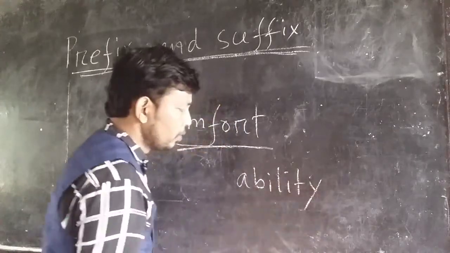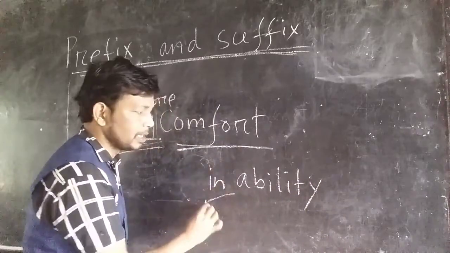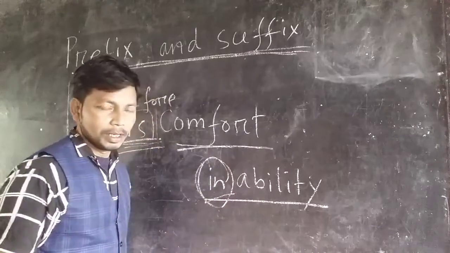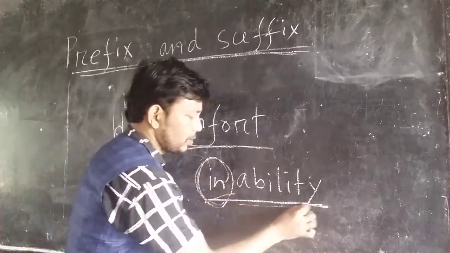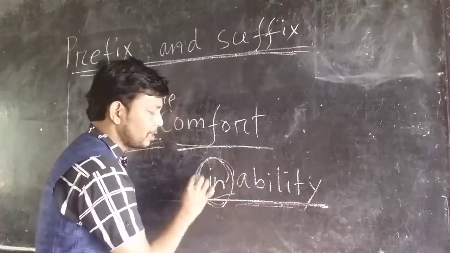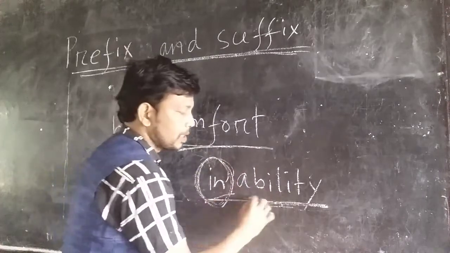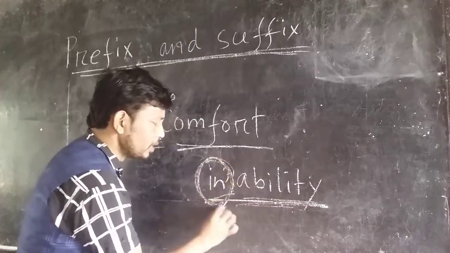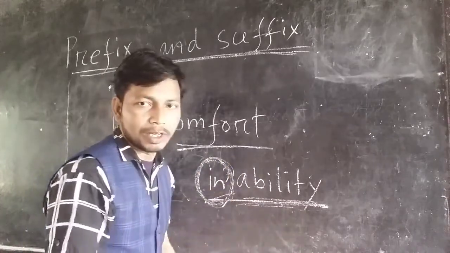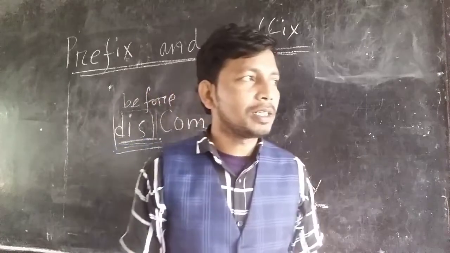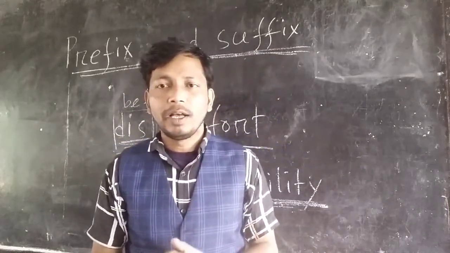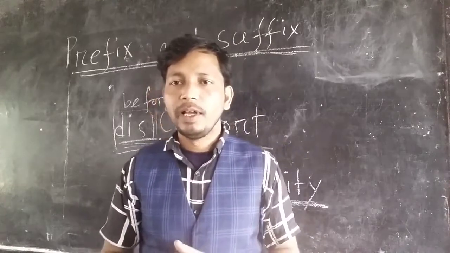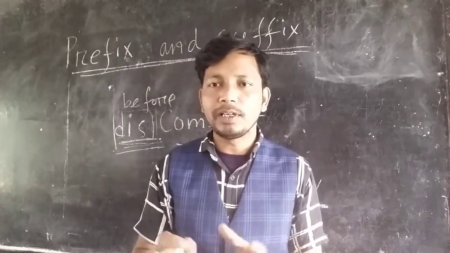Like ability. We can put here in, inability, then this is the prefix, and this prefix is making a new word. You know the meanings of ability and inability. This is completely opposite. Here, if we put in, then a new word will come. It means that if we add any letter or more letters before a main word to make a new word, then it is called prefix.